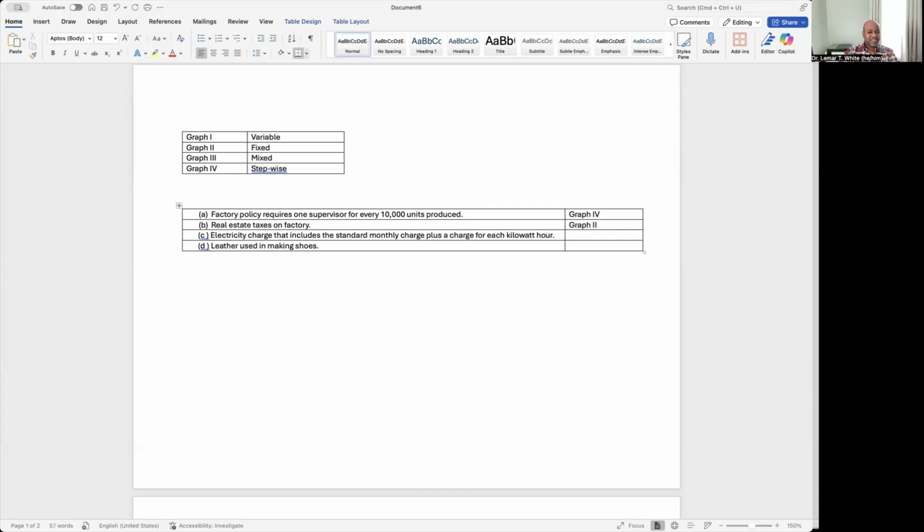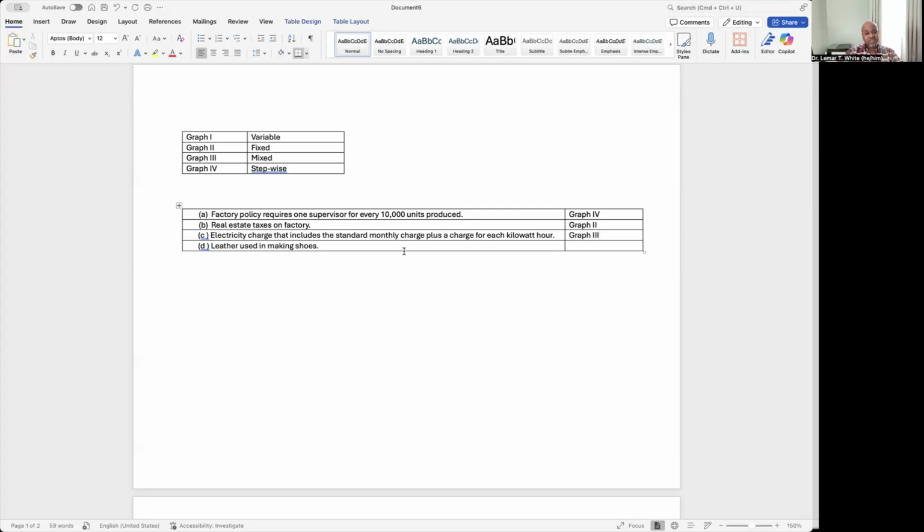Part 3 says electricity charge that includes the standard monthly charge plus a charge for each kilowatt hour. So it has a standard cost that you pay no matter what. So whether you use electricity or not, you're going to pay that amount. Let's say it's $100. But then from there, you get charged for each kilowatt after that. So this is going to be a mixed graph, which is graph 3.